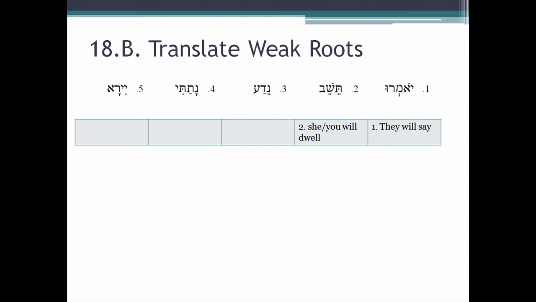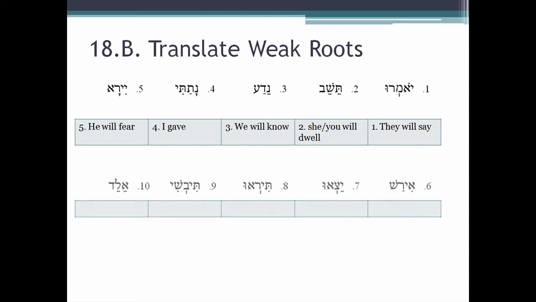And the noon prefix can only be the first common plural of cal imperfect. So we will know. Number 4, natati. We've just had that. I gave, it's first common singular, perfect form from natan. Number 5, yirah. We just had that. So we have he will fear, yirah. So again, yod prefix, no ending, has to be third masculine singular, cal imperfect.